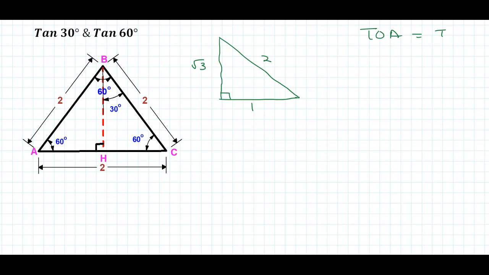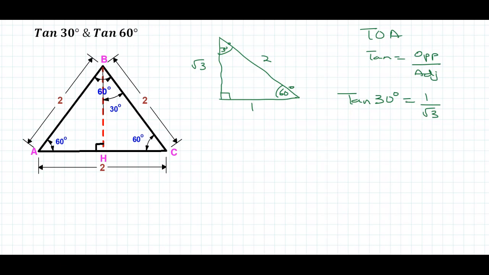This simply means that your tangent is the opposite side to the angle divided by the adjacent side to the angle. So let's look at here, we have 30 degrees, and then here we're going to have 60 degrees. So let's examine tan 30 degrees. Opposite is going to be 1, adjacent is square root of 3.